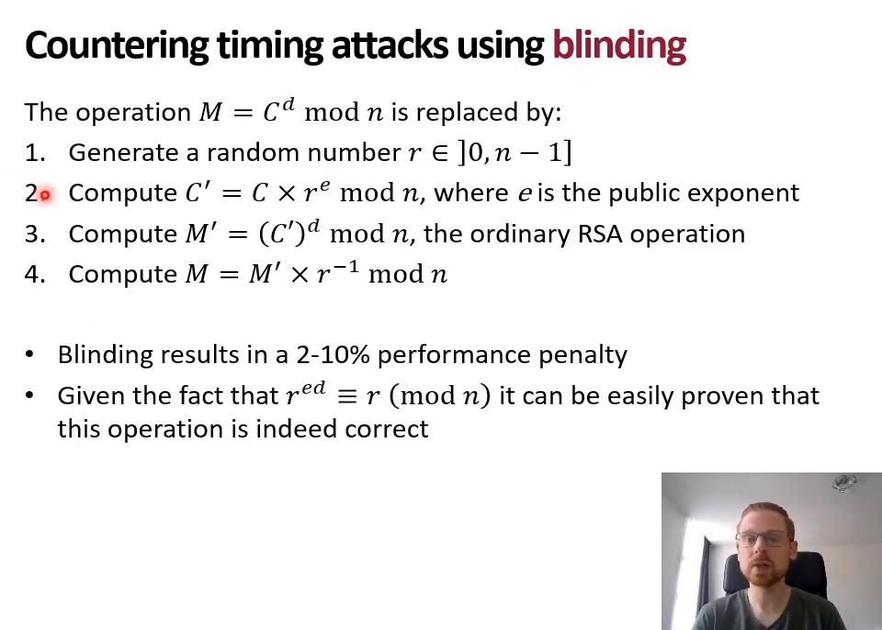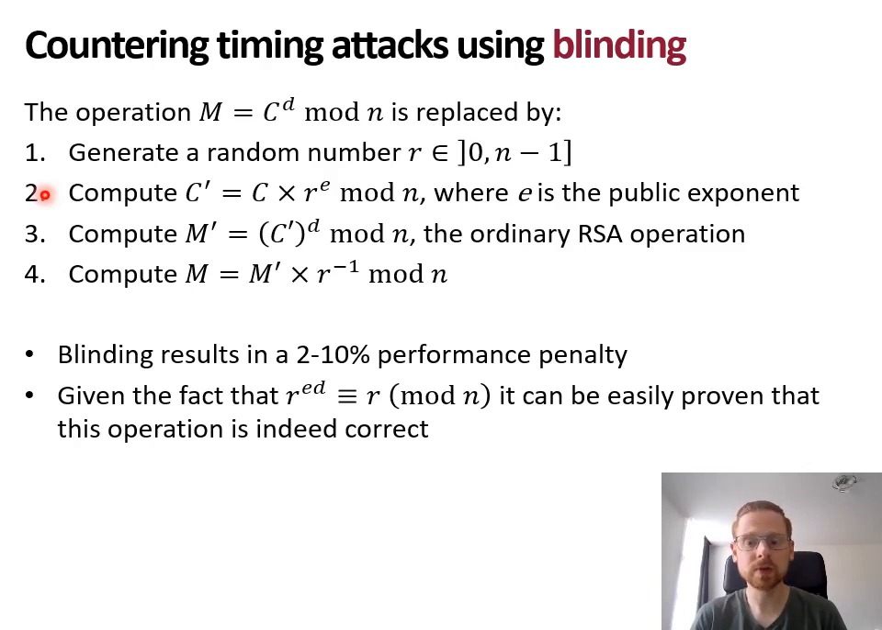First, we generate a random number. This number does not have to be known to the sender, only to the receiver of the message that will decrypt it. This number should be between 0 and n-1. Then we multiply our ciphertext C with this number r to the power e. e is the public key, so it is known to the receiver of the message, and take modulo n.